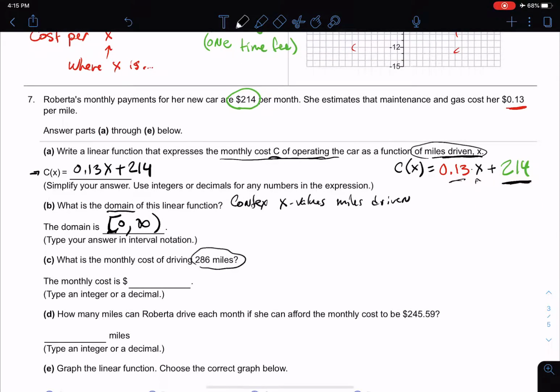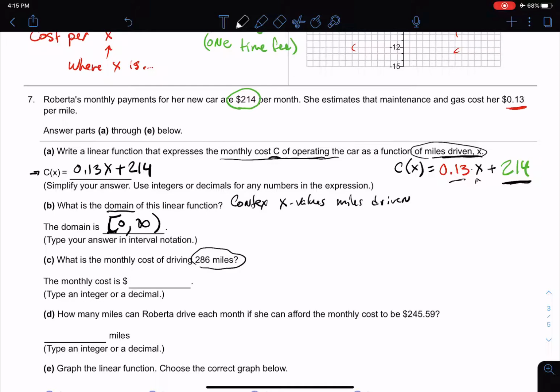What is the monthly cost of driving 286 miles? Now remember, 286, is that the X value, or is that the cost of driving?